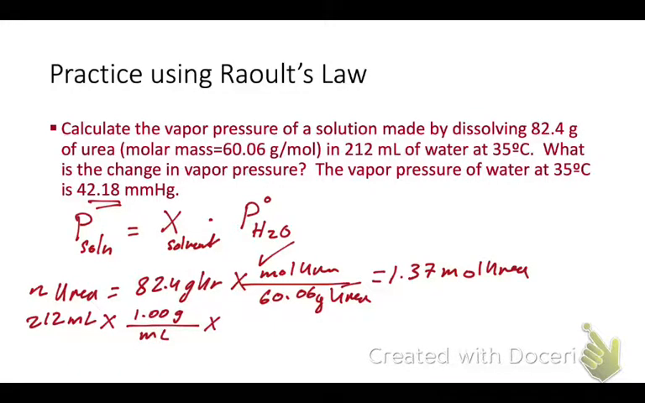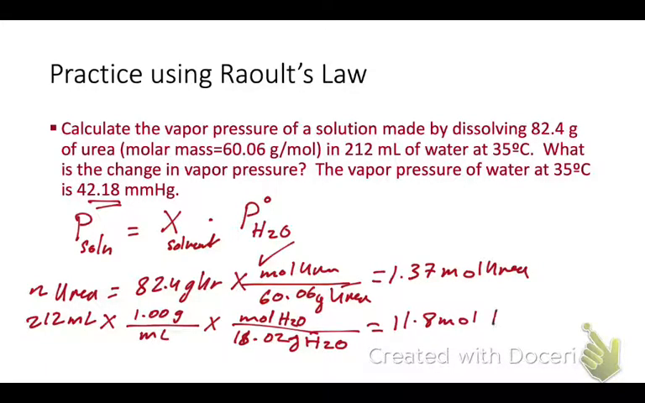And then I'm going to convert that into moles. 1 mole of water has a molar mass of 18.02 grams of water. And when I do the math, 212 divided by 18.02, that will be 11.8 moles of water.